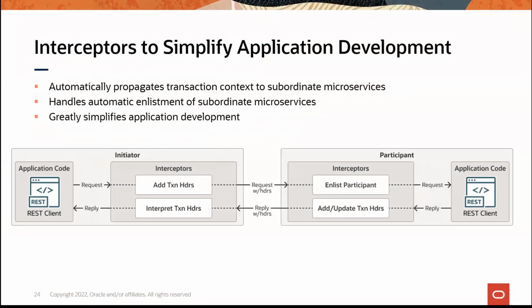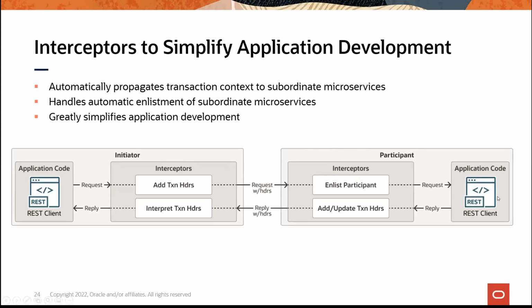As I mentioned about interceptors, this is one of the nicest features that we provide in MicroTx. It basically intercepts the requests that are made and the responses that are received in your application code. The application code here would make a REST request from the initiator, and then our library provides these interceptors that intercept the calls and add our transaction headers to those calls. So when the request leaves the initiator, it's not only got the application request, but it also has our transaction headers. When the participant receives that, our interceptors intercept the incoming request, and we use the transaction information in the headers to automatically enlist the participant in the transaction.